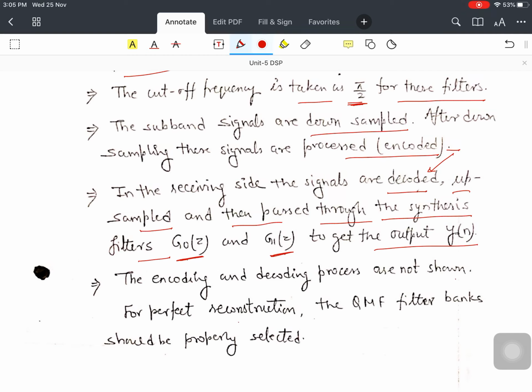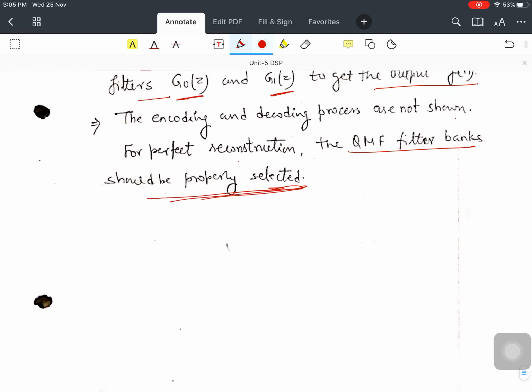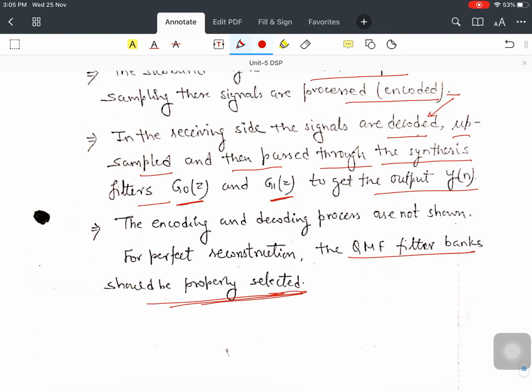For perfect reconstruction, the quadrature mirror filter bank should be properly selected. Reconstruction means if you want to receive the original signal, in this situation the quadrature mirror filter bank should be properly selected. Accordingly we have to select this QMF, quadrature mirror filter. So, this is all about the quadrature mirror filter. Thank you, students.